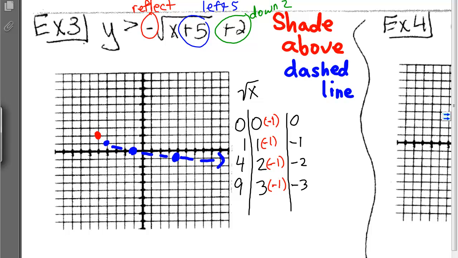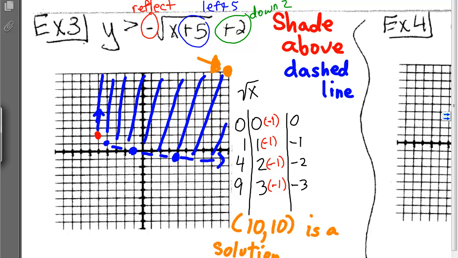Now we need to shade. This is a graph that's shading above, so we draw an arrow up. That is the side we shade on, so finish shading. Last move is to write down a point that is a solution. 10, 10 is a solution, and any number inside the shaded region is a solution.